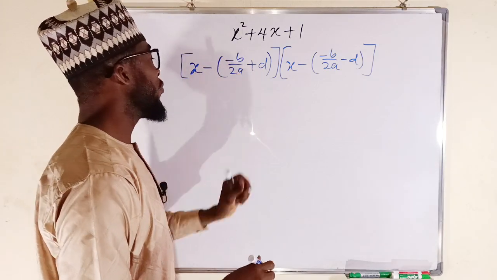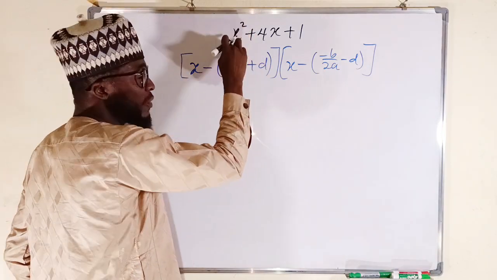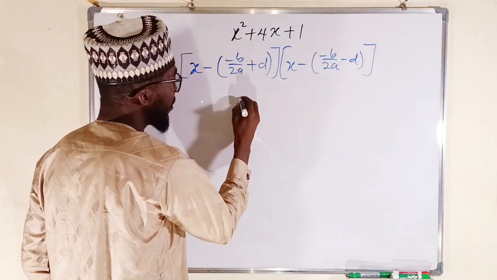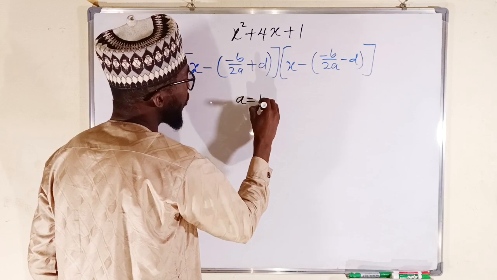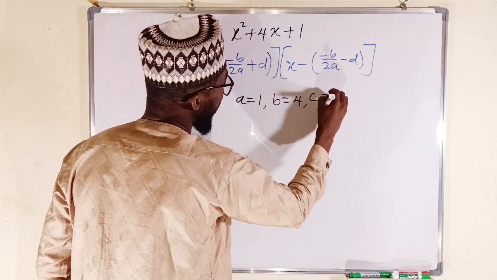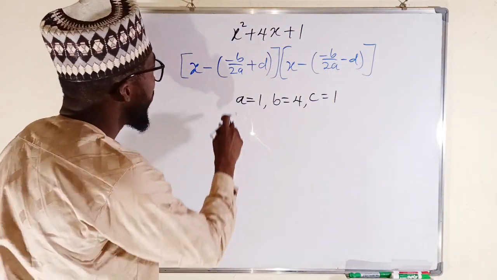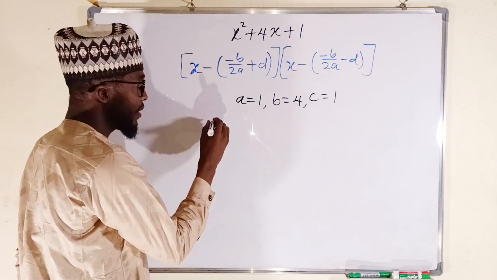Minus b divided by 2a, we have no problem with that because we can see the leading coefficient here is a, right? So we have a equal to 1, b equal to 4, and c equal to 1 according to this function. All right, let's start simplifying this first.